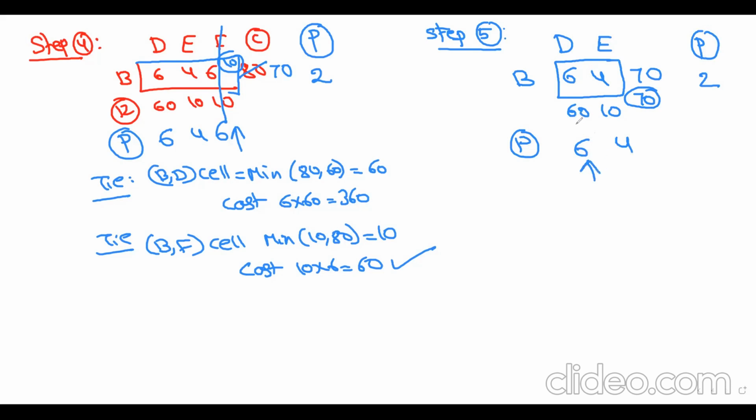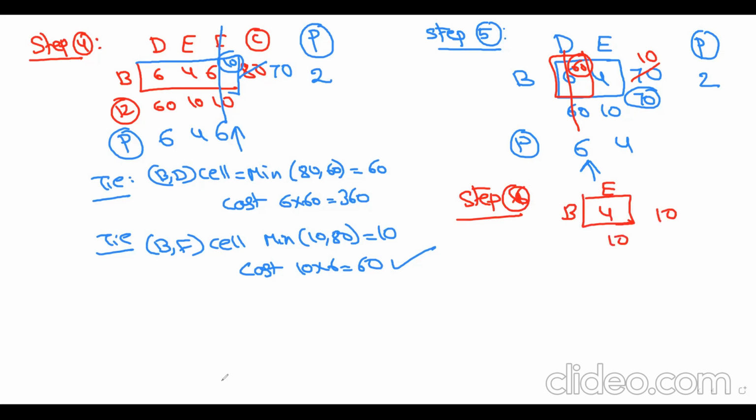For 6, minimum of 60 and 70. How much do I have to give? Minimum of 60 and 70 is 60. So 60 is satisfied. The balance is 10. Step 6, only one value is left, that is 4. Here 10 is there, here 10 is there. So obviously I have to allocate 10 to this cell. That's it.